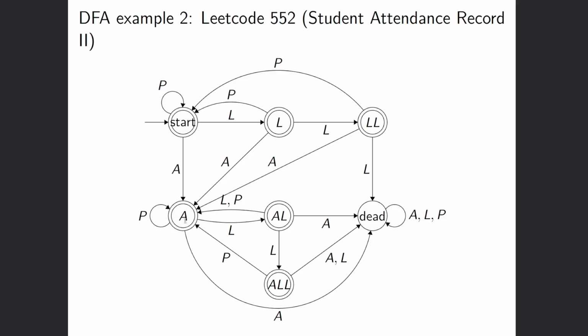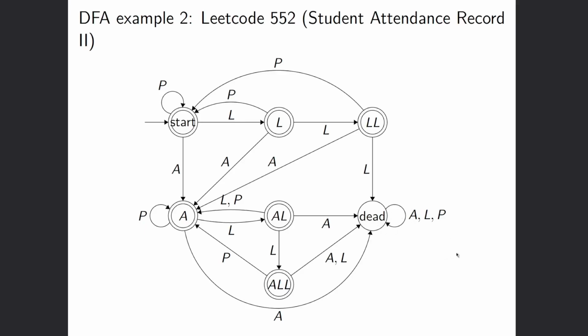The one thing we do have to remember, though, is if we see an A, we can never go back to not having seen an A. So if we see an A, then if we see a present after that, we stay in the A state. And if we see an L, now we're keeping track of 2 things at once: we've seen an A in the past, and also we've seen 1 L now. If we see another L, that's 2 L's. If we see a third L, that's 3 L's. But also in any of these A states, if we ever see another A, we immediately go to the dead state. And there we just stay, with A, L, or P, any of those will just stay in that dead state.